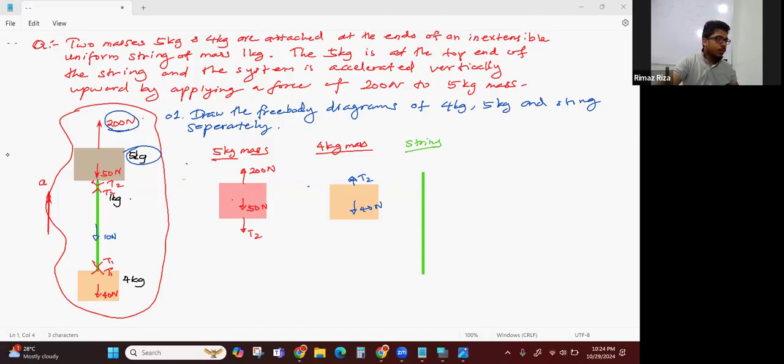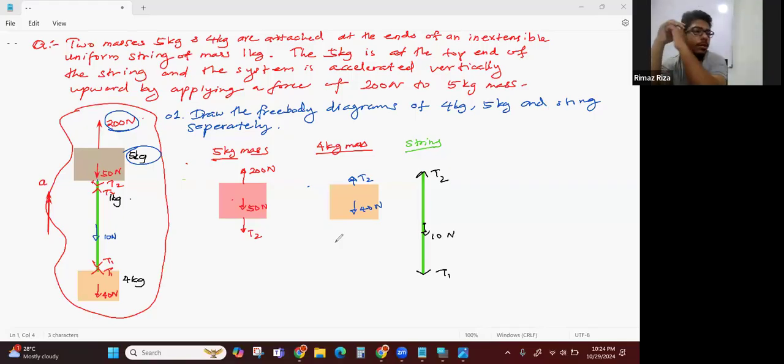So let's mark the forces. Here at this point, T2 is there. At the bottom, T1 is there. Its weight vertically downward. What is the mass? 1 kilogram, so 10 Newton. So these are the free body diagrams of each of the masses.